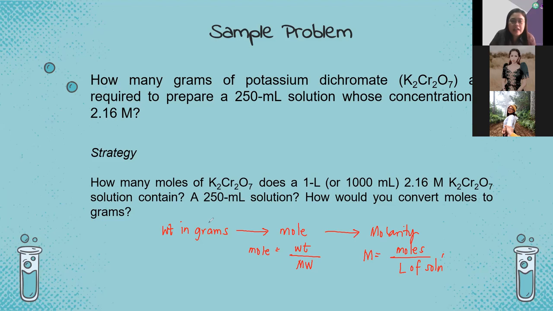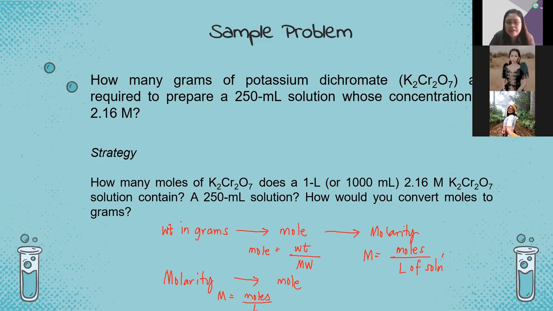But if the given is reversed, the molarity is already given and you are asked to solve for the weight in grams of the solute needed. Of course, you start with molarity, you compute first for the moles. This time you will be using this formula. This molarity is equal to moles over liter of solution.